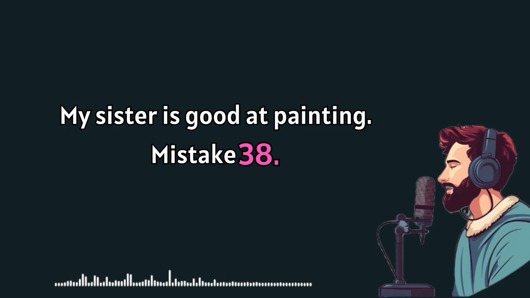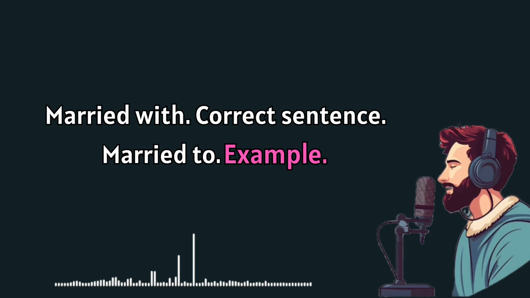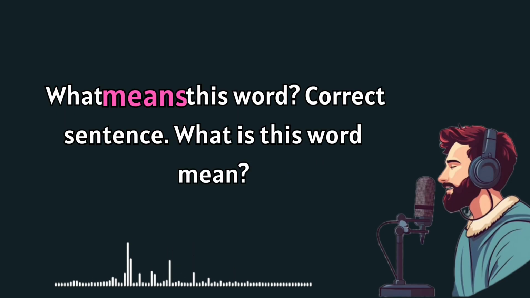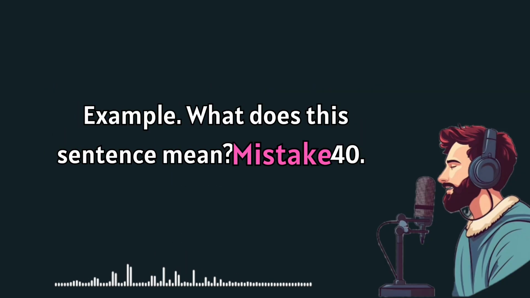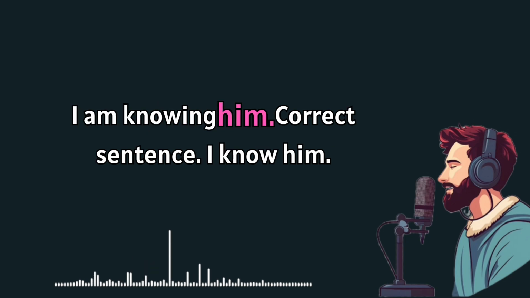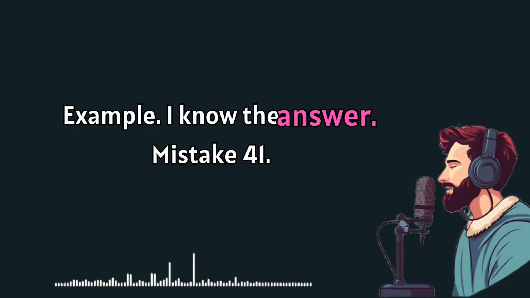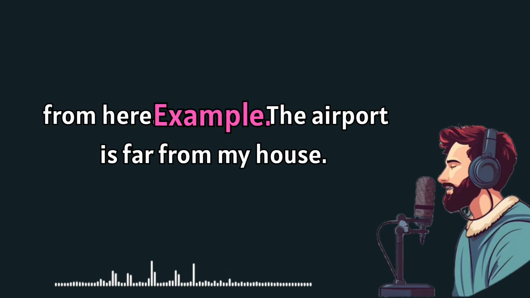Mistake 38. Married with. Correct sentence. Married to. Example, he is married to an engineer. Mistake 39. What means this word? Correct sentence. What does this word mean? Example, what does this sentence mean? Mistake 40. I am knowing him. Correct sentence. I know him. Example, I know the answer. Mistake 41. My home is far to here. Correct sentence. My home is far from here. Example, the airport is far from my house.